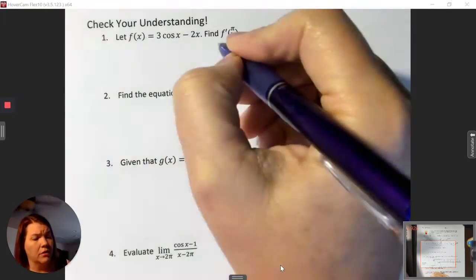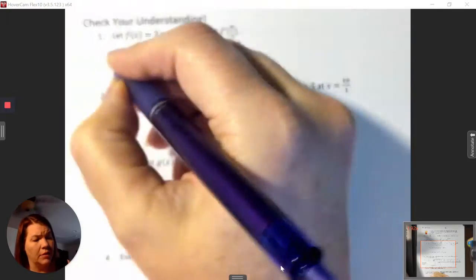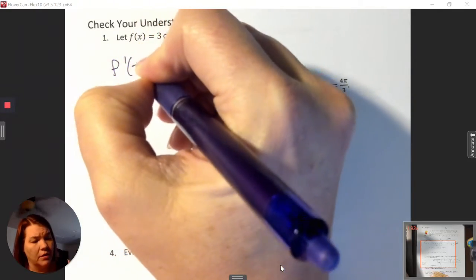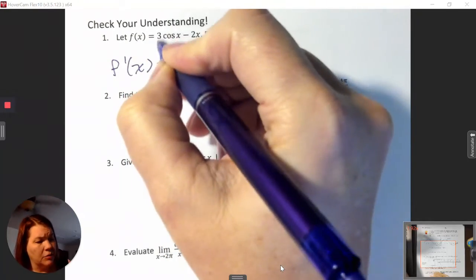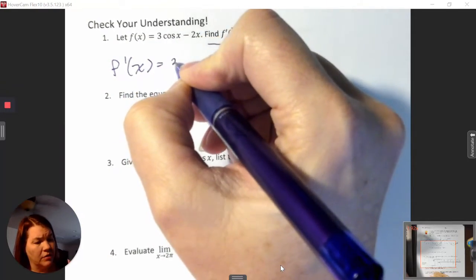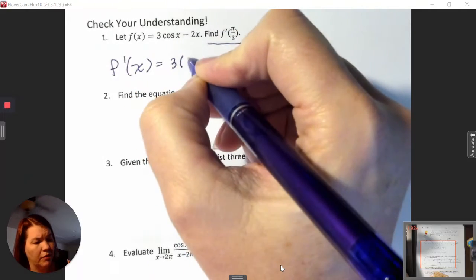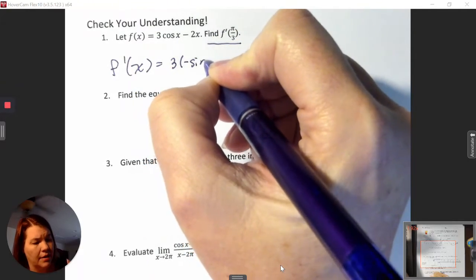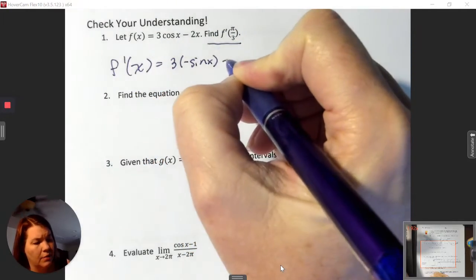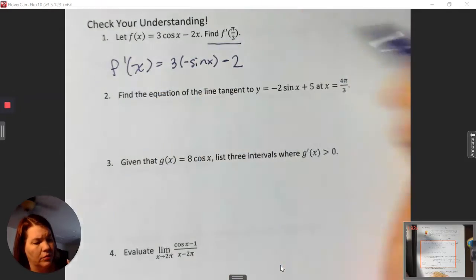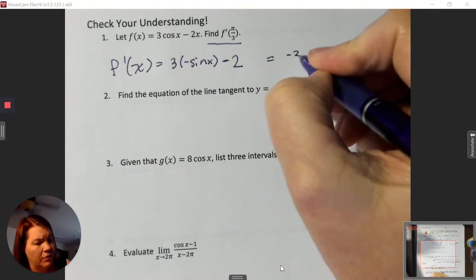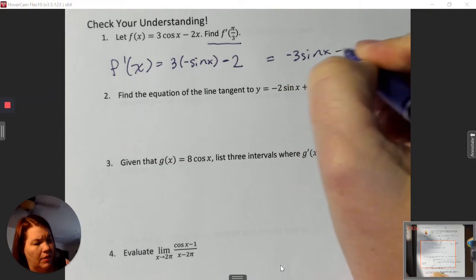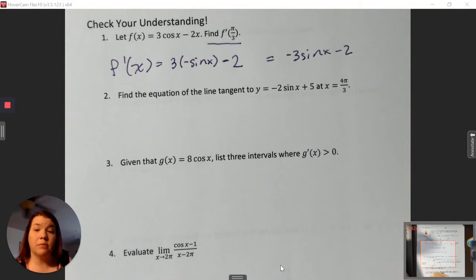Okay, so I need to find this, but before I do, I need to find f prime. So the rule for constants means that it should be 3 times whatever the derivative of that is. So 3 times the derivative of cosine, which is negative sine x, minus 2, which becomes negative 3 sine x minus 2. Okay, that's f prime.